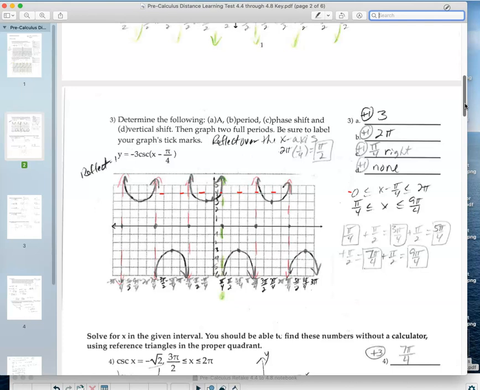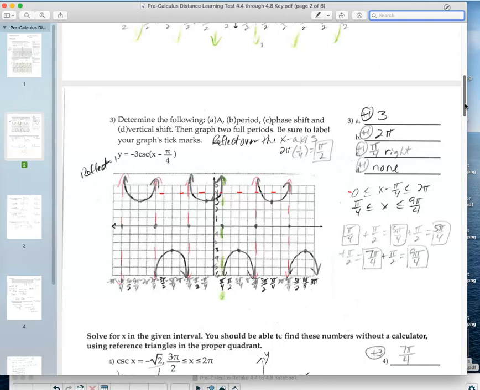Phase shift, we have it right up there, that x minus pi/4 means we're going to go pi/4 to the right because x always behaves the opposite of what we think it should be. That's the naughty variable. And then we have the vertical shift. There is no k value in the back, so that's a none.